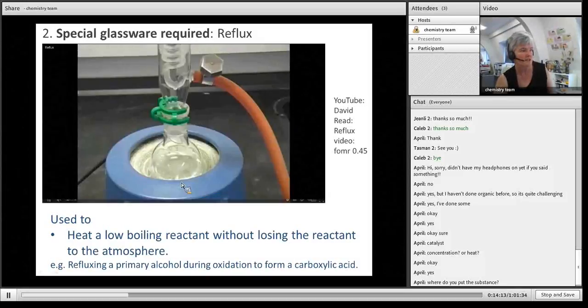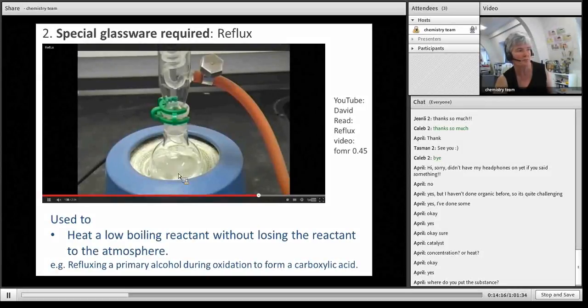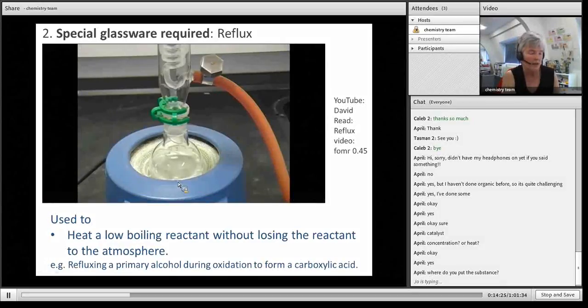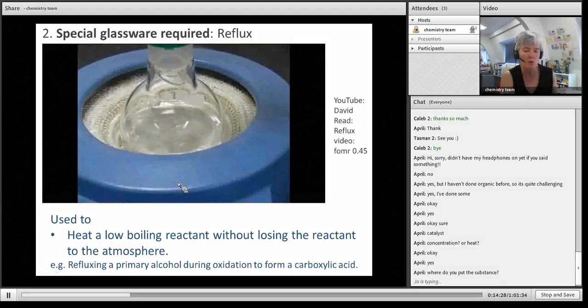So there you can see what's happening. It's boiling away, and there it's vaporizing, condensing up there, and coming back. So that's an example of a reflux connection, and as I say, we do it when we've got a low boiling substance which we need to heat, and we don't want it to escape.